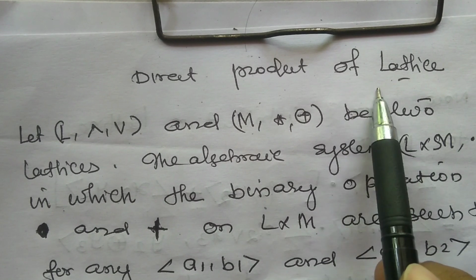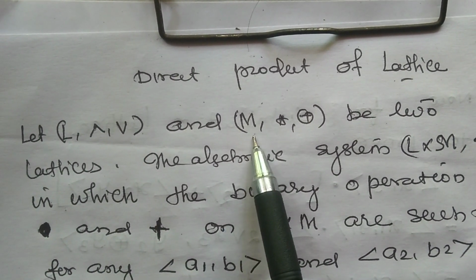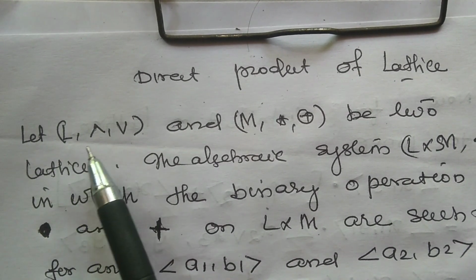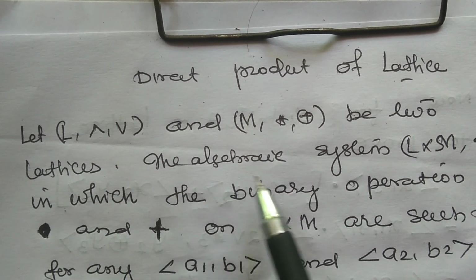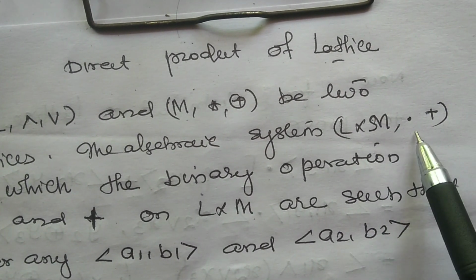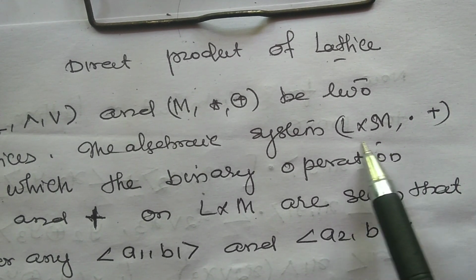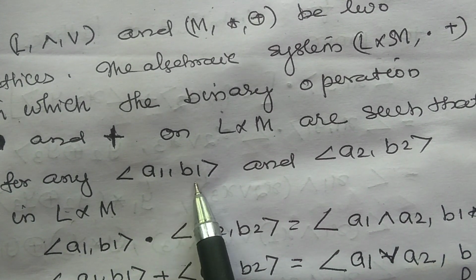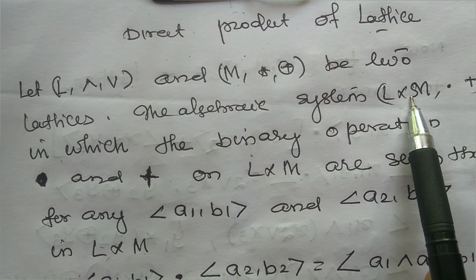Direct product of lattices. Let L, M be two lattices. For each lattice, we need two binary operators. So the algebraic system L cross M also needs two binary operators. The element of L cross M is of the form of an ordered pair (A1, B1), where A1 belongs to L and B1 belongs to M.